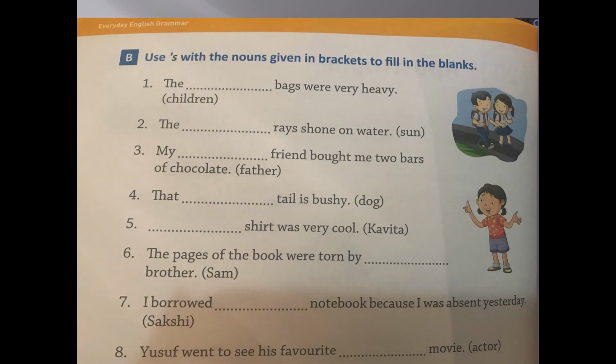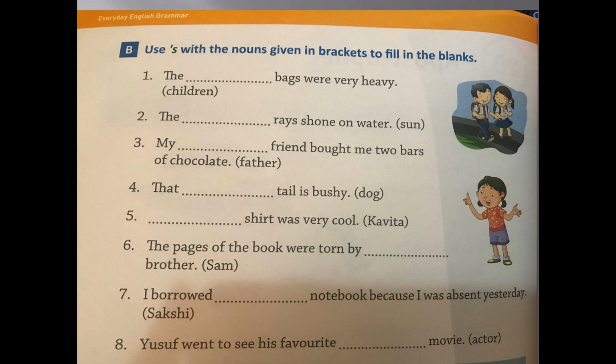Okay. Let's go to the next page of exercise here. Go to exercise B, all of you. Please turn the page and go to exercise B. Let's read together here. They ask us to use the apostrophe s with the nouns given in brackets to fill in the blanks. Okay, here we have two students. They are going to school. They hold heavy bags.